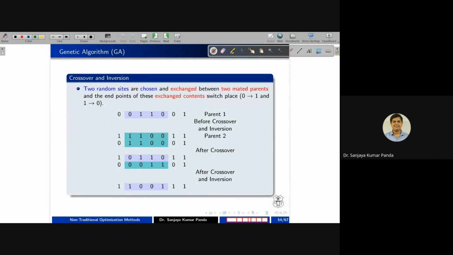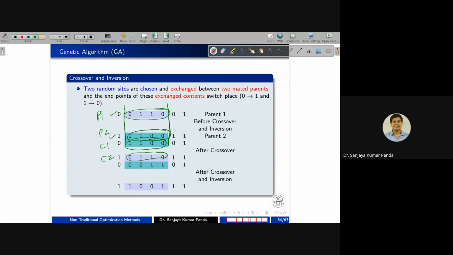Okay, there is another one called crossover and inversion. So you will perform crossover first, then you have to invert it. Take 2 populations. This is the first population, this is the second population. First, 2 random sites are chosen. This is our first site, this is our second site, and we have to exchange between the 2 mates. Exchange means this particular part will go to child number 2. This is parent 1, this is parent 2, and this particular part of parent 2 will go to child number 1, right? Just like a 2-point crossover.